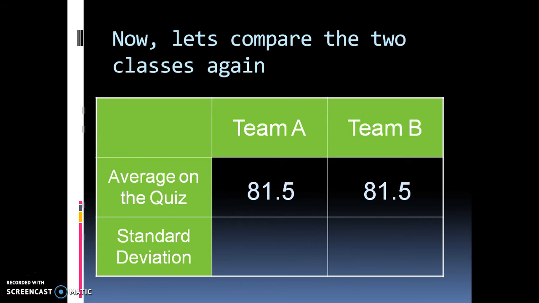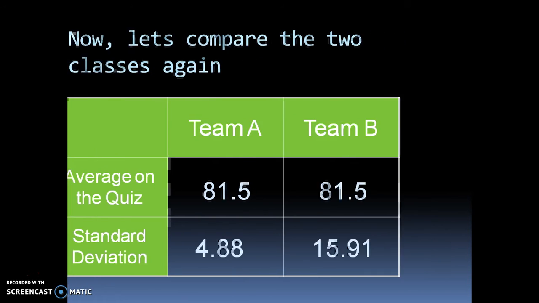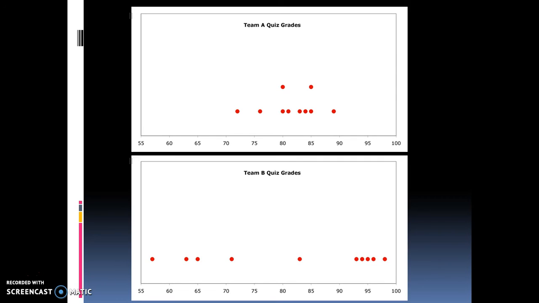So both Team A and Team B had average scores of 81.5. But the standard deviation is very different between the two. So that means that the scores for Team B were much more spread out than the scores for Team A. And you can see this visually in these two graphs. You can see that the spread for Team A is not as great as the spread for Team B.